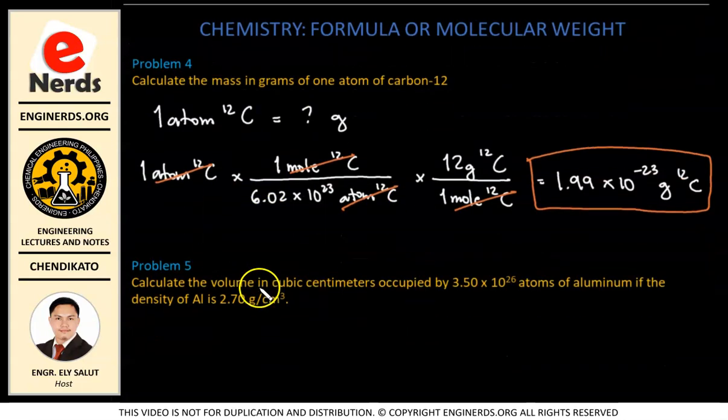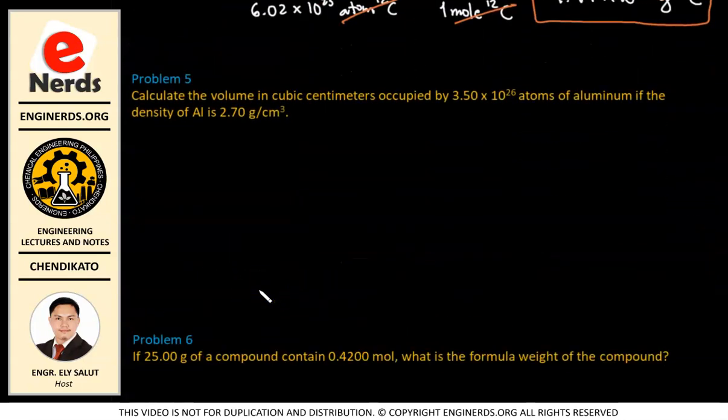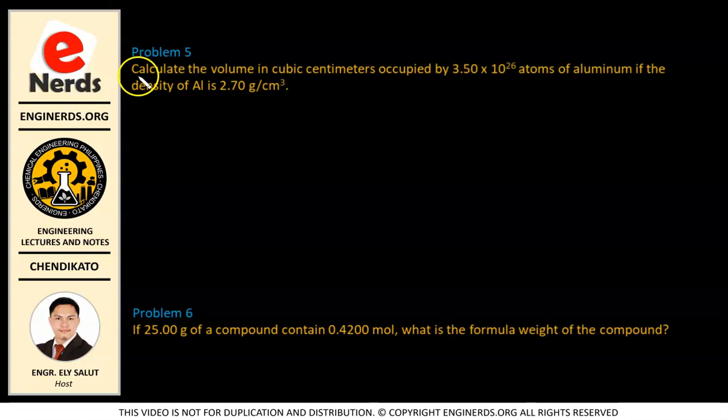Now let's go to problem number 5. In problem number 5, we have to calculate the volume in cubic centimeters occupied by 3.5 times 10 to the 26 atoms of aluminum, if the density of aluminum is 2.7 grams per cubic centimeter.